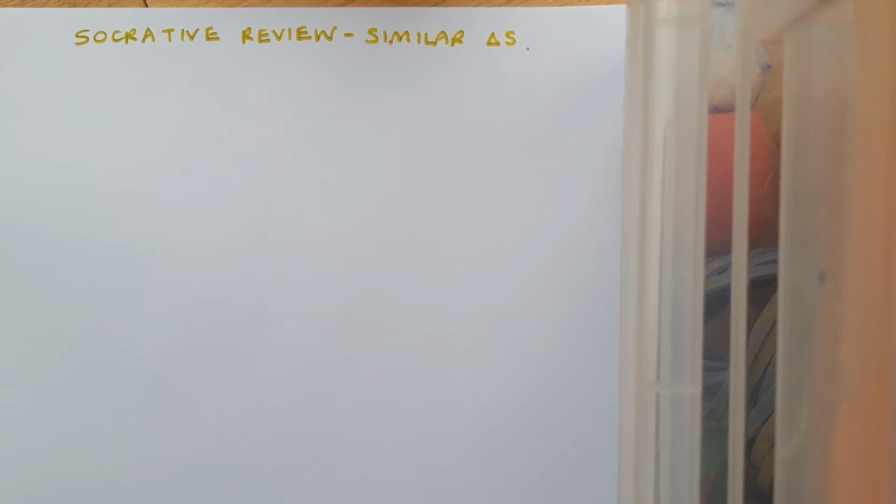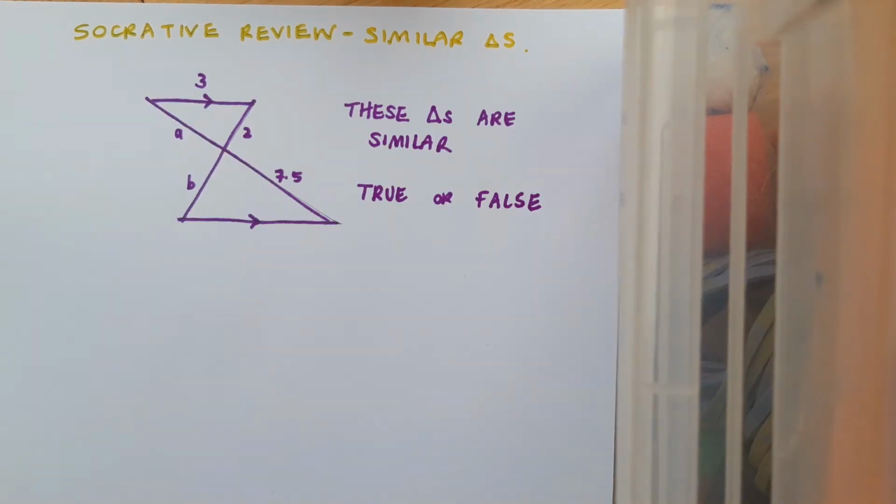This video is just a quick review of the similar triangles Socrative that I set over the last couple of days. I'm going to focus on the 3 questions that caused the most difficulty. And I'm starting with question 4, which gave you a diagram and a statement that these triangles are similar and asked you to choose true or false.